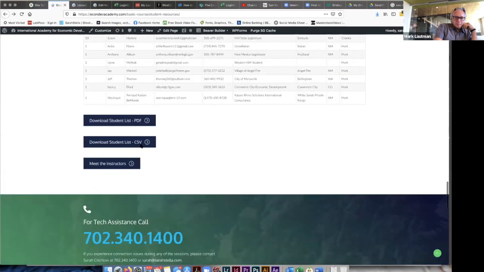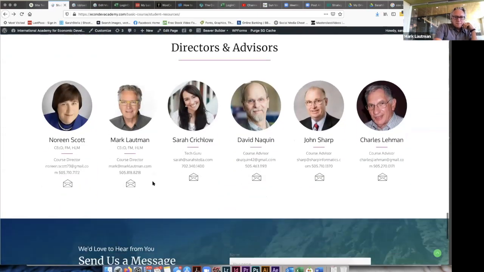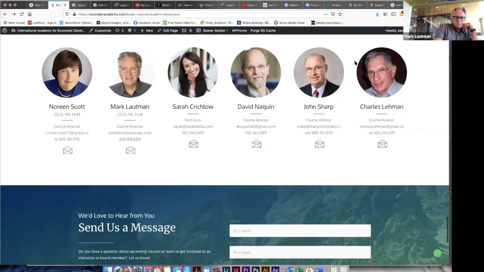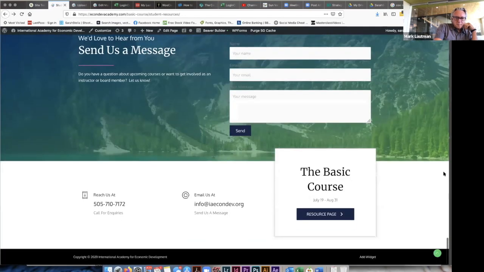At the end here, you can also print the list as a PDF, or you can download it into Excel or Pages as a CSV. If you want to reach your advisors, all of their contact information is down here. If you click the mail icon, you'll send them a direct email, or you can use their cell phones. So I think that covers all the questions we got.